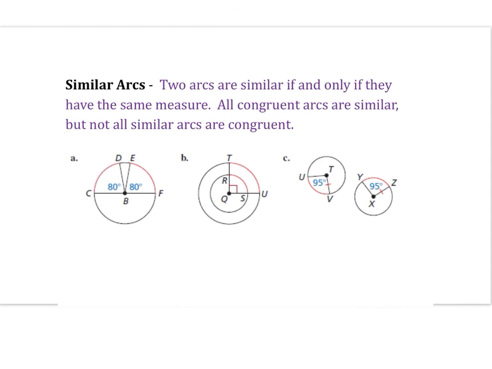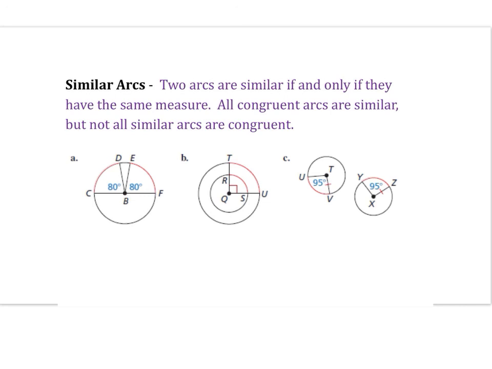And then let's just finalize our lesson with similar arcs. So 2 arcs are similar if and only if they have the same measure. So we can say that all congruent arcs are similar, but not all similar arcs are congruent. So which of these choices A, B, and C support this second statement? You got it. It's choice B.